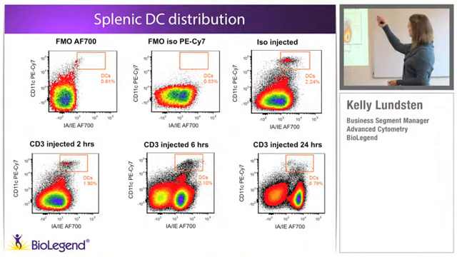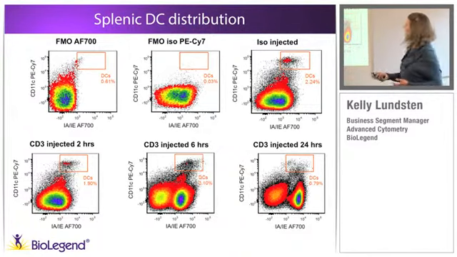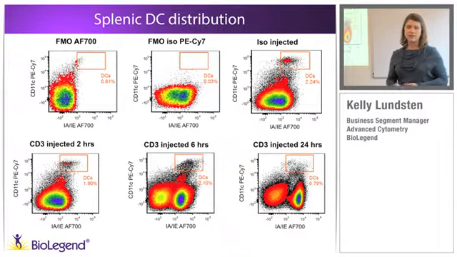With my isotype injected, I'm seeing a very large population of resident DCs. That would be what one would expect. And over the course of 2 hours to 6 hours to 24 hours, I do see a significant depletion of that population that is not affected by VISTA treatment.